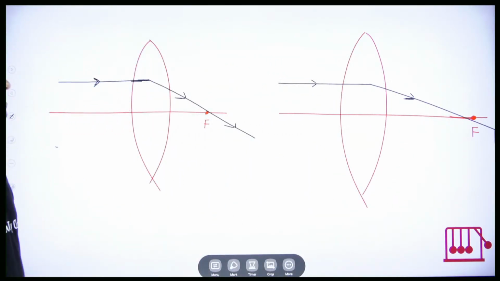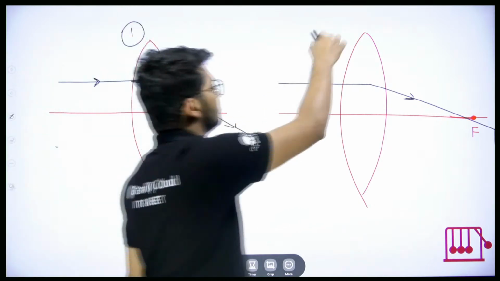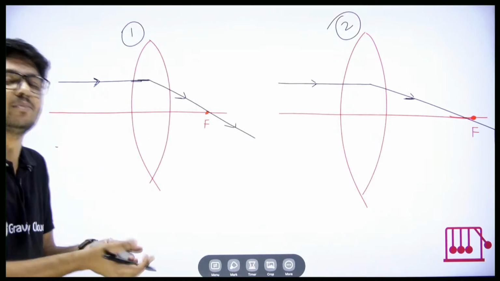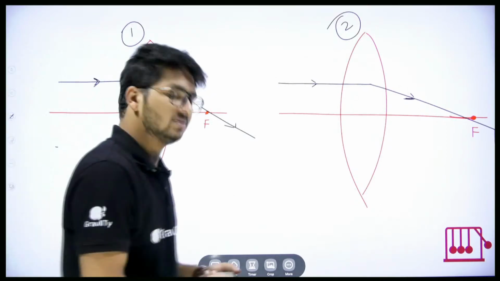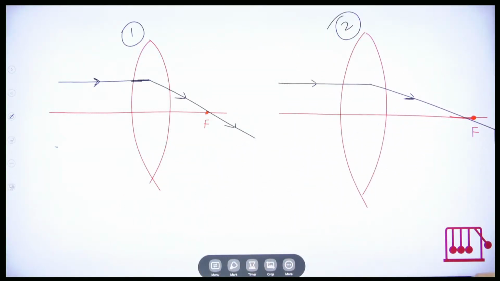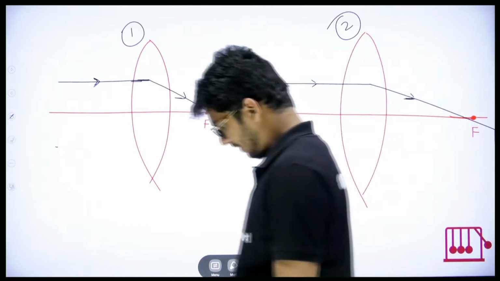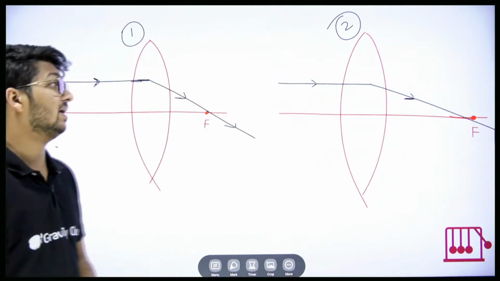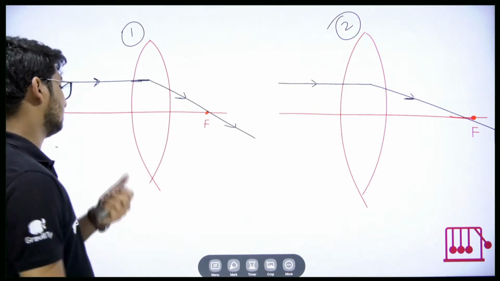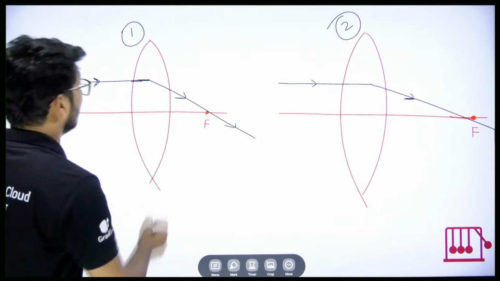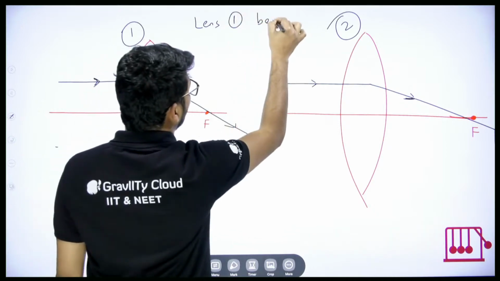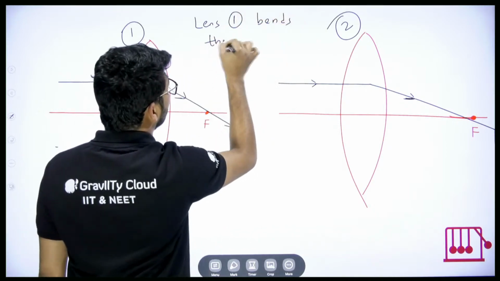The question is, which lens, the first lens or the second lens, is bending the ray more? Which lens is bending the ray more, 1 or 2? Which lens is bending the ray more? And the answer is 1. Lens 1 bends the ray more. Why? How? Let me explain that.